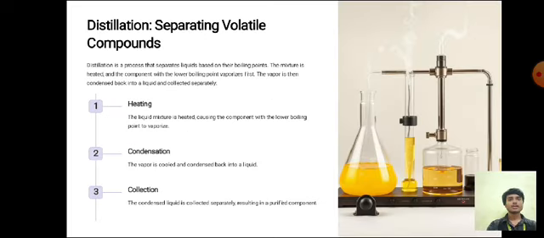Distillation, separating volatile components. Distillation is the process that separates liquids based on their boiling points. The mixture is heated and the component with the lower boiling point vaporizes first. The vapor is then condensed back into a liquid and collected separately. Heating. The liquid mixture is heated, causing the component with the lower boiling point to vaporize. Condensation. The vapor is cooled and condensed back into a liquid. Collection. The condensed liquid is collected separately, resulting in a purified component.